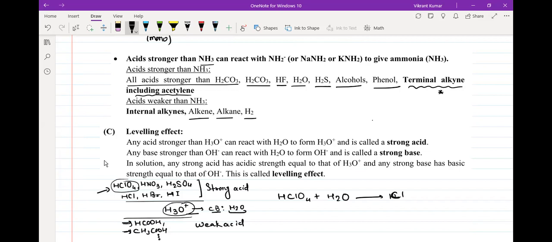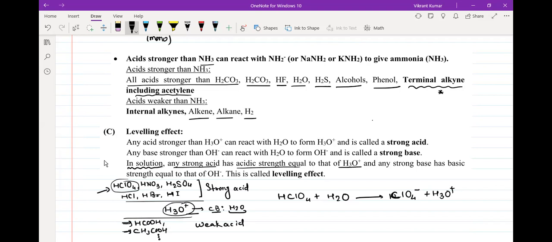So we'll say it will form ClO4 minus plus H3O plus. What does it mean? इसका मतलब है, even if we are saying that acidic strength of HClO4 is greater than that of H3O plus, water में डाला तो it will be completely converted into H3O plus ना. So its behavior or its acidic strength in water will be same as the H3O plus, because everything has been converted into H3O plus. And that's why we are saying that in solution, this is important part, in solution, any strong acid has acidic strength equal to that of H3O plus.